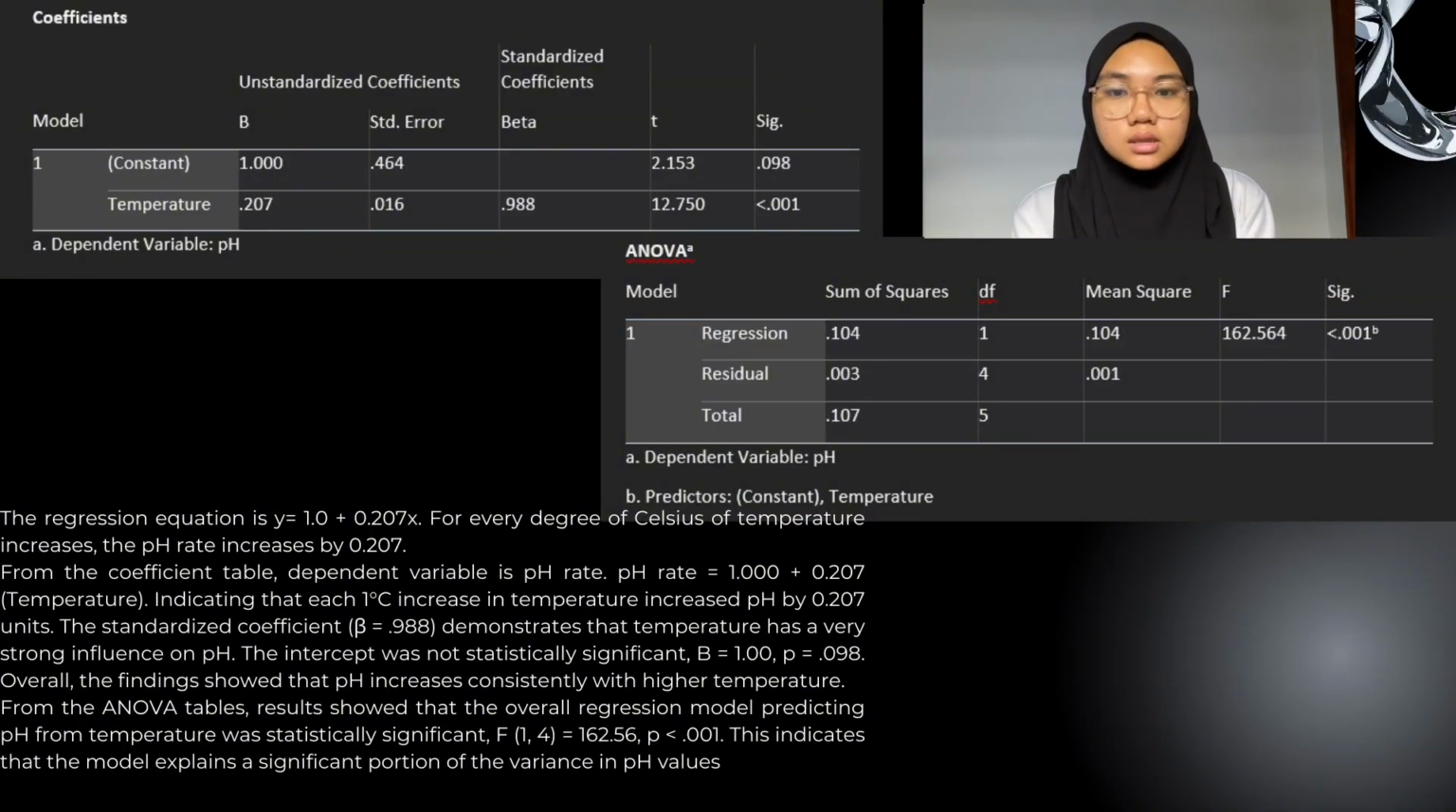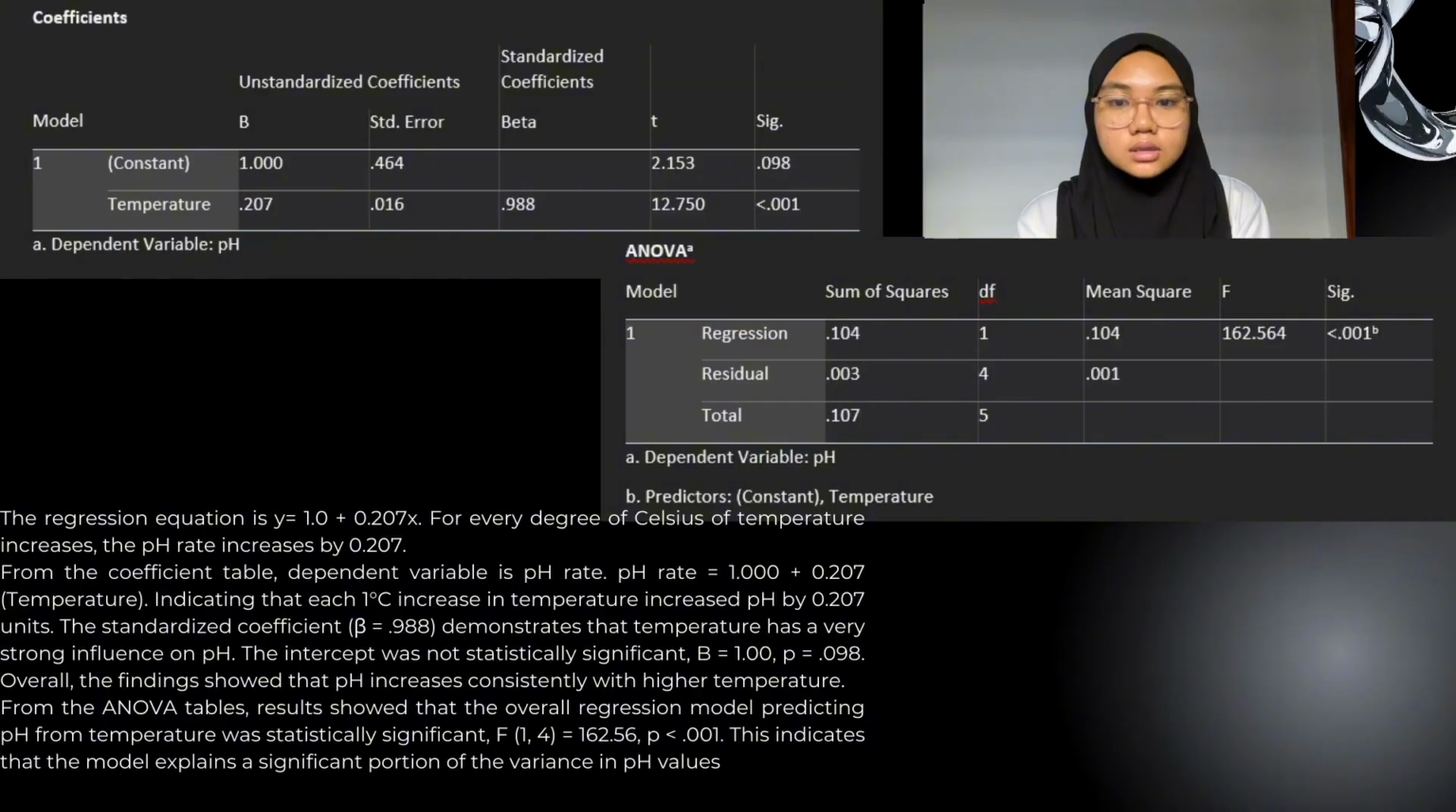From the coefficient table, the dependent variable is pH. pH equals 1.00 plus 0.207 temperature, indicating that each 1 degree Celsius increase in temperature increases pH by 0.207 units. The standardized coefficient beta equals 0.988, which demonstrates that temperature has a very strong influence on pH. The intercept was not statistically significant, b equals 1.00, p equals 0.098.